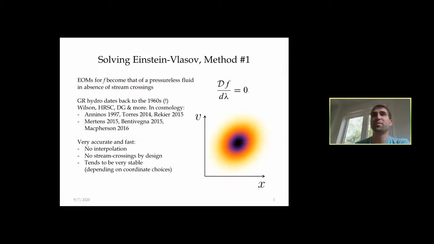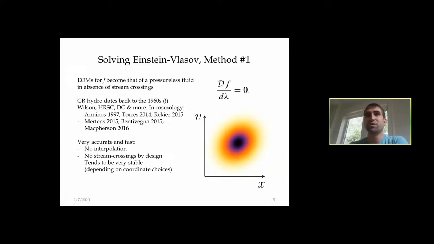So how can we get a handle on this distribution or solving these equations? So method number one, we've heard about some today already. This is just noticing that our Einstein-Vlasov equations here, our phase-space distribution equations, are identical to that of a pressureless fluid, as long as I don't have any velocity dispersion. So that's a perfectly cold distribution. And also as long as there are no stream crossings. So I can model this as just a perfect fluid with zero pressure.